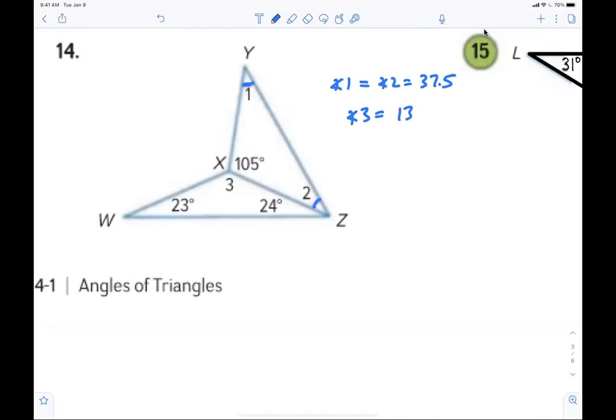Somebody said 133 degrees. What? Angle 3 is not 75. These three angles add up to 180, right, Harrison? Angle 3 is not supplementary to 105. Everybody good?